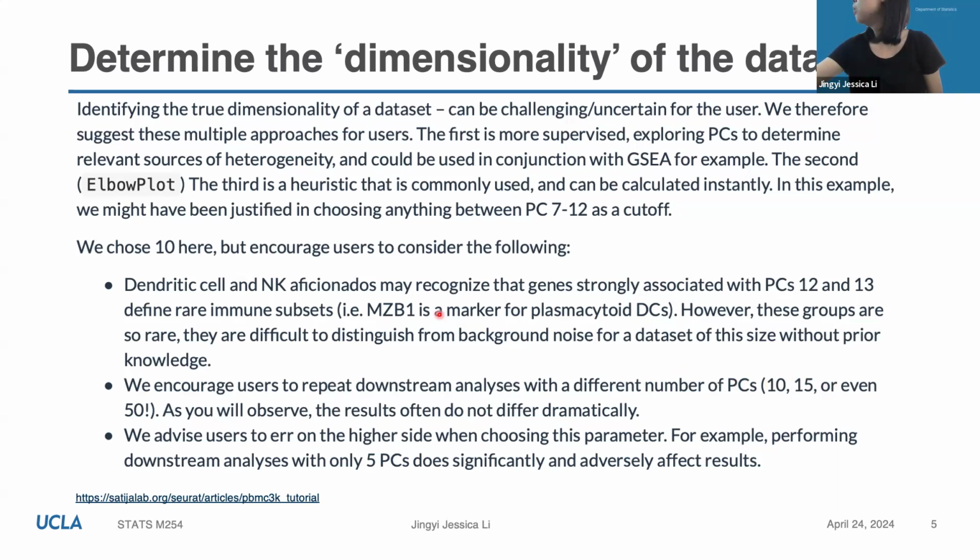Yeah. Okay, so we encourage users to repeat downstream analysis with a different number of PCs, 10, 15, or even 50. As you will observe, the results often do not differ dramatically. This is something data set dependent, but it's worth checking. We advise users to err on the higher side when choosing this parameter, number of PCs. For example, performing downstream analysis with only 5 PCs does significantly and adversely affect results. Okay, so this is from the Seurat.